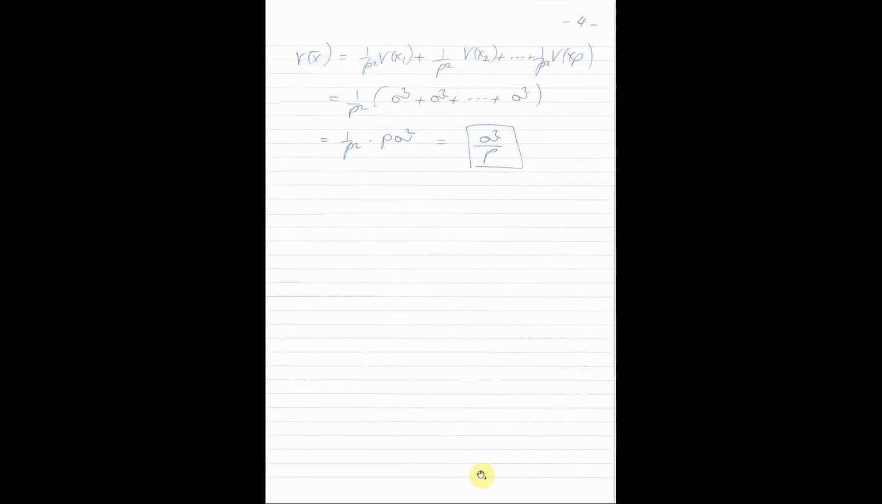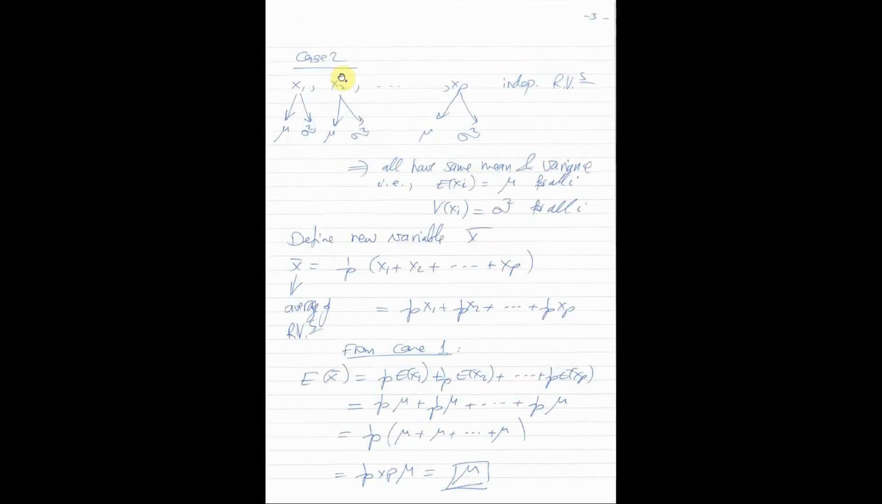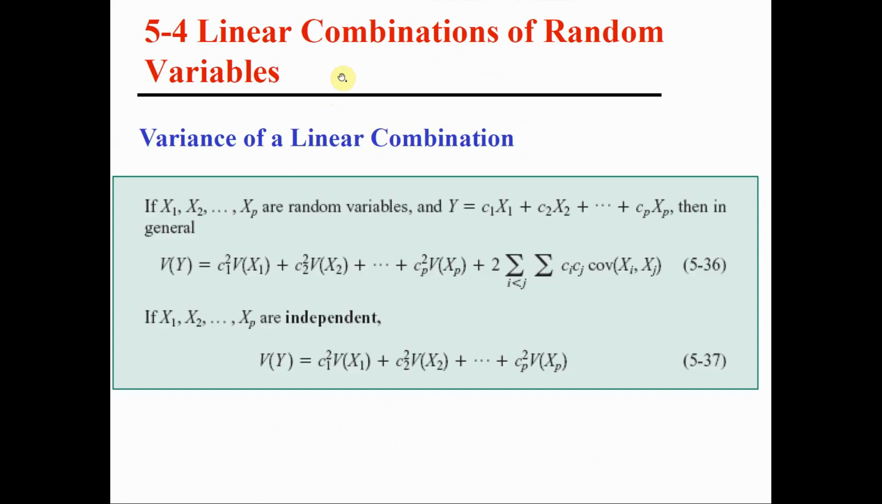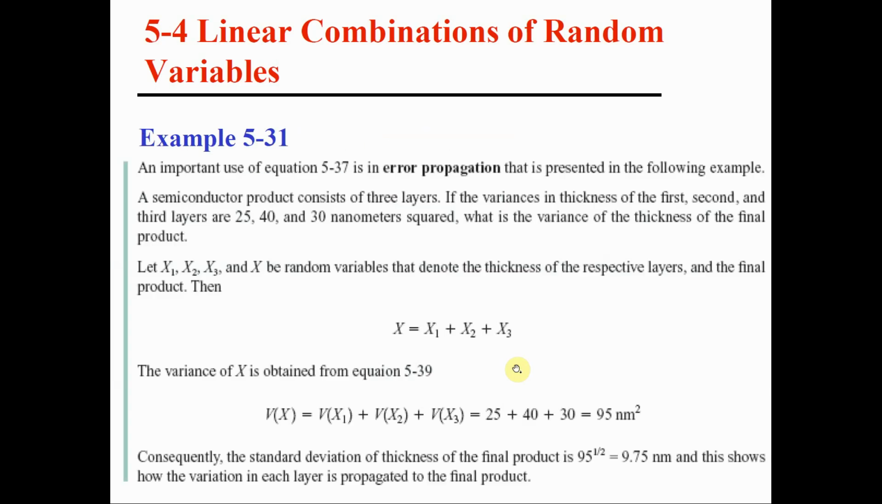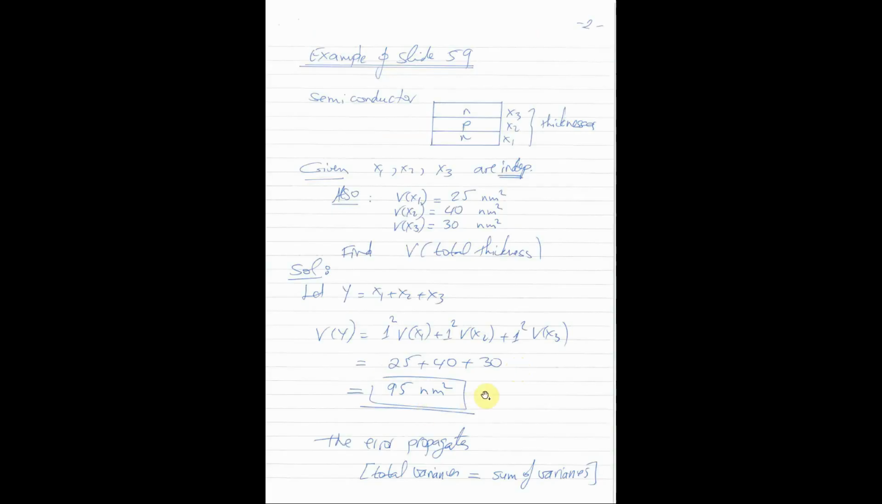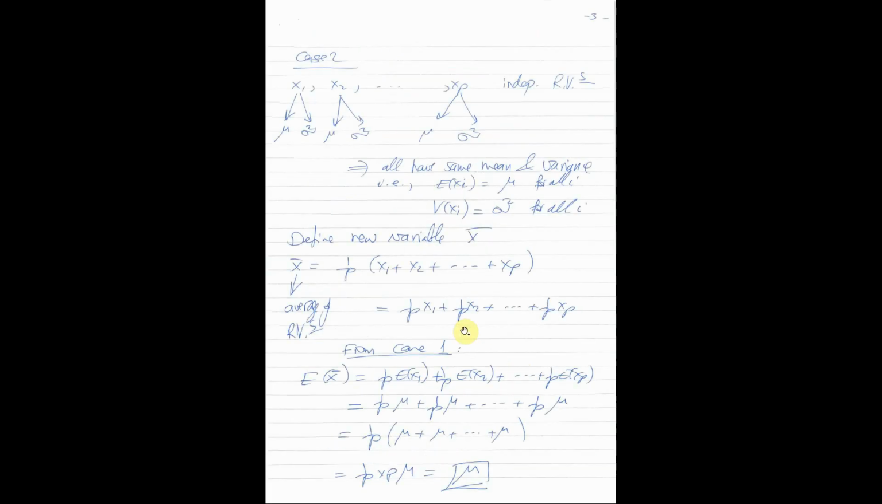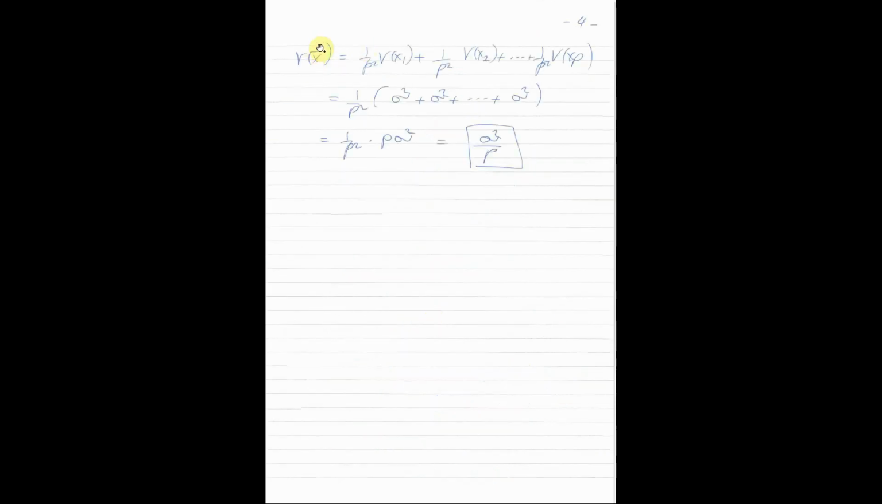Now, what about the variance? The variance can be calculated again using the previous technique, using the result from case 1. What was the variance of y in case 1? Let's have a peek at the previous slide. How did we get the variance of y? C1 square variance of x1, plus C2 square variance of x2, and so on. So let's do the same thing, bearing in mind that each constant is 1 over p.